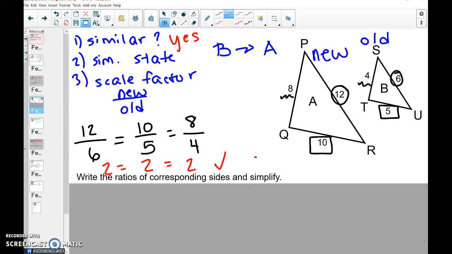My similarity statement then would be triangle PQR is similar to triangle STU. Make sure we match up those letters appropriately. And then last but not least, we just figured out the scale factor. It's 2. That means the picture was doubled to get to the new one. All right, so similar by SSS, all the sides are proportional. That means the whole thing is similar, which means all their angles are going to be congruent because we just talked about that.